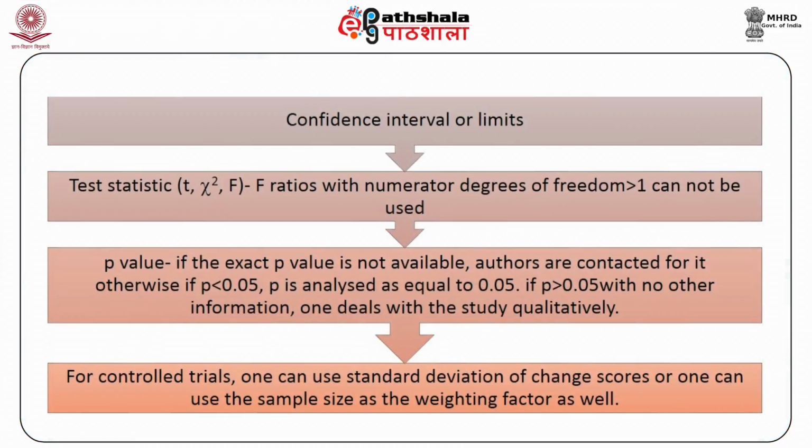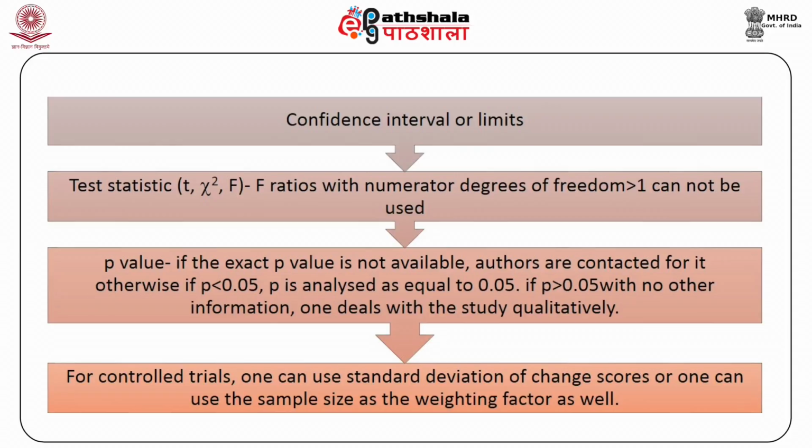caution. The value of a weighing factor is calculated for each effect using confidence interval or limits. The test statistic T, chi-square or F ratios with numerator degree of freedom greater than 1 can't be used. For the p-value, if the exact p-value is not available, authors are contacted for it, otherwise p less than 0.05 is analyzed as equal to 0.05. If p is greater than 0.05 with no other information, one deals with the study qualitatively.